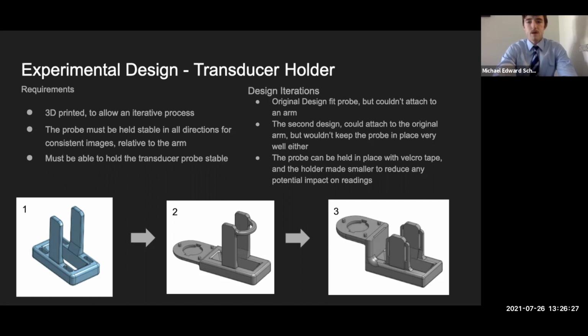the probe must be held stable relative to the holder. The original design could hold the probe, but couldn't hold it still and couldn't attach to an arm. The second design could attach to the arm, but still really couldn't hold the probe still. The third design could hold the probe still using a Velcro strap and also attach to the first arm. But I also reduced the impact it would have on readings by reducing its overall size.